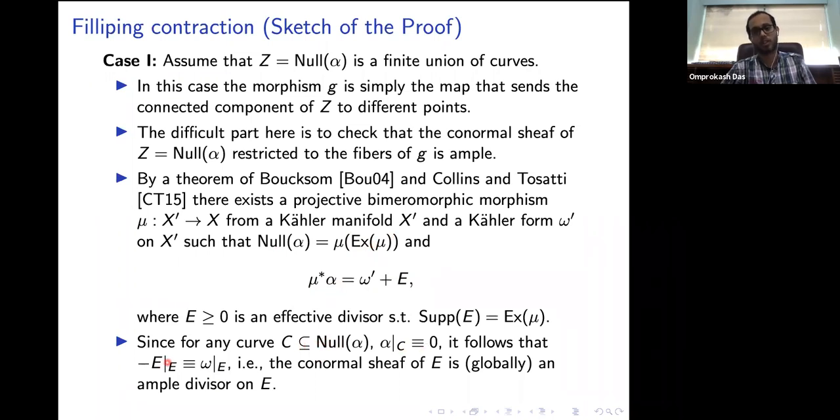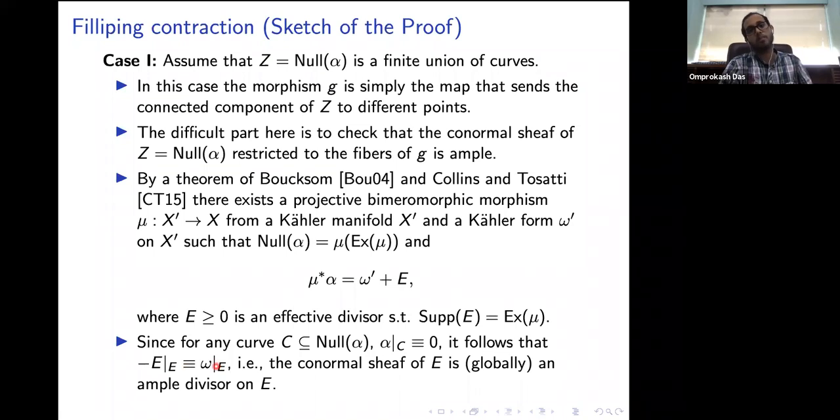That will imply this. So see, the left hand side is a divisor, and the right hand side is a Kahler class restricted to a divisor. Okay, so since omega is a Kahler class, omega has this property that it will intersect every positive dimensional subvariety positively. Or in other words, minus E restricted to E is actually a globally ample divisor on E because the right hand side is Kahler.